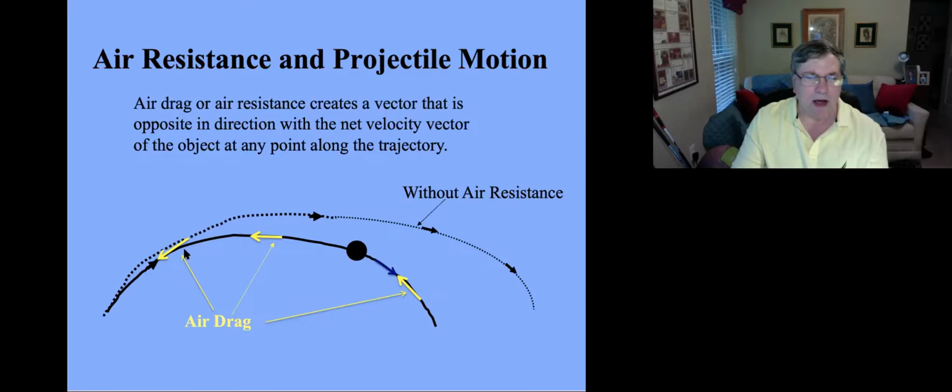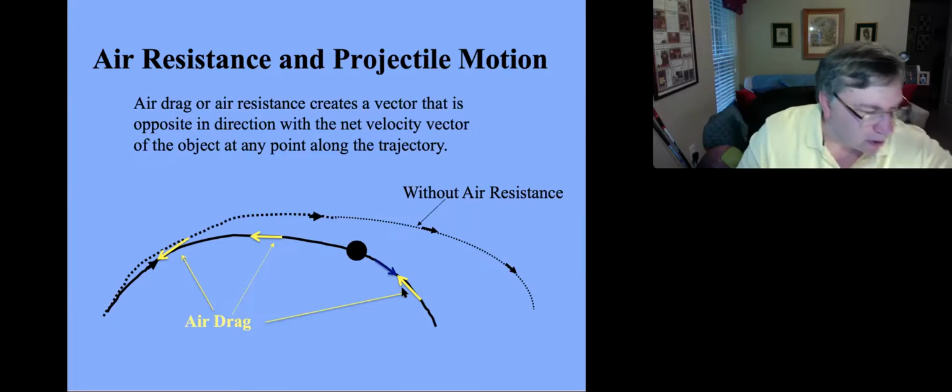So on the way up, wind drag is pushing down. That means it's going to reduce the apex or height, and pushing backwards, so it's going to reduce the range. When you get to the top of the trajectory, fluid drag is going to be completely backwards, so it's cutting way back on the range. But the cool thing is on the way down, it's pointing backwards but also upwards. It's actually keeping the ball in the air a little bit longer.